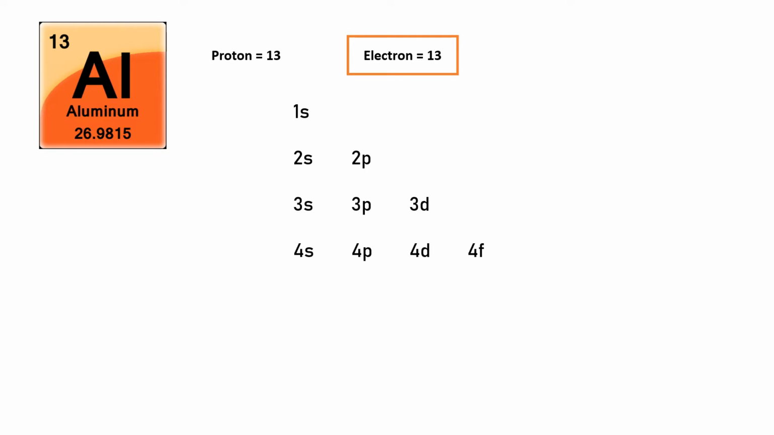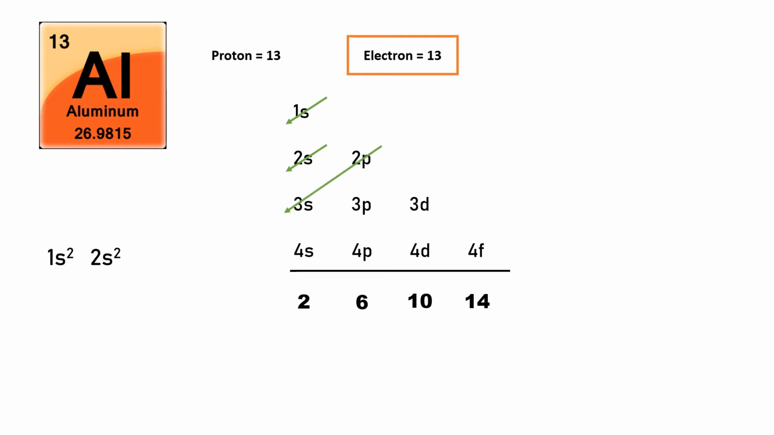So we have here 1s, 2s, 3s, and 4s, which have a maximum of 2 electrons. For p, we have 6. For d, we have 10. And for f, we have 14. Since we need 13, you can use already 1s2. Next is 2s2. Take a look at the exponent here: 2, 2, we have 4. So next we have 2p6.